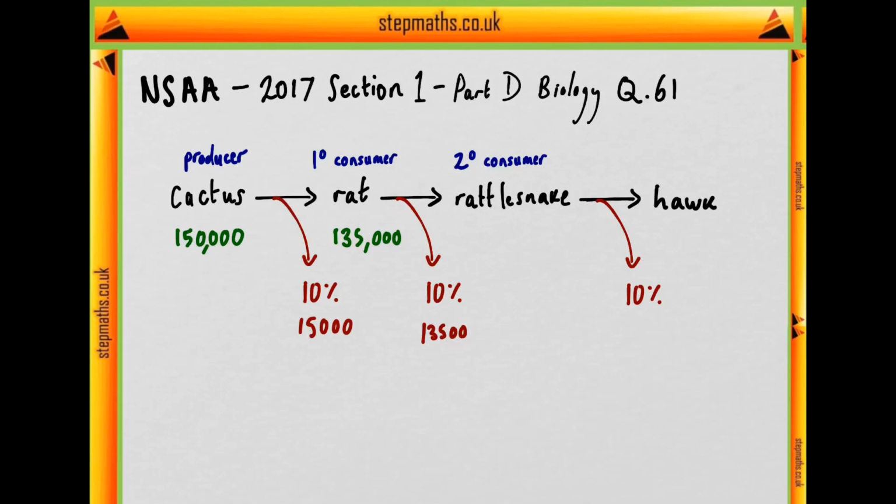You just knock off the zero. So we have our answer, which is 13,500. And that tells us our answer is option B.